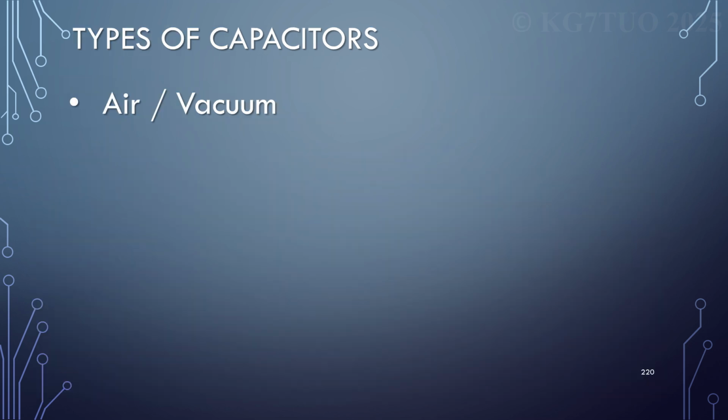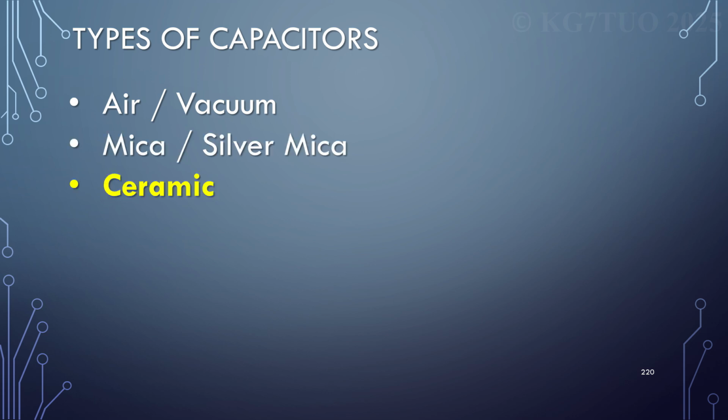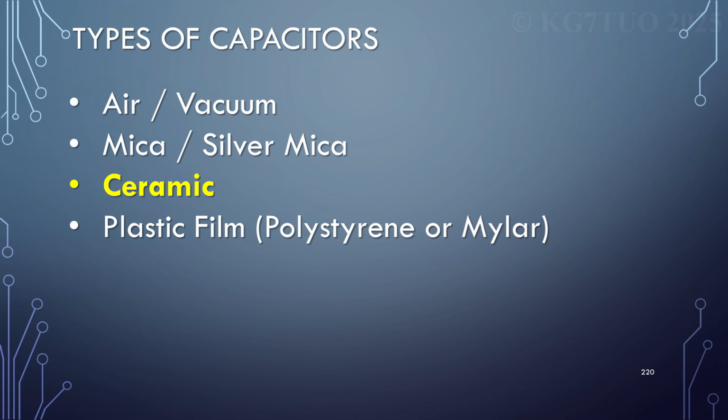Types of capacitors: air or vacuum, mica or silver mica, ceramic. Oh, that one's yellow. Ceramic capacitor is on the test. Plastic film, polystyrene or mylar, paper. I don't think there are any paper ones left because they do have a lifespan, but they can be replaced with a more modern one as long as it's big enough for you to see it. Oil filled, those are fun. They'll leak, they'll catch fire, they'll do all kinds of things. Well, that's with the transformers. Yep, and that's PCB oils too.